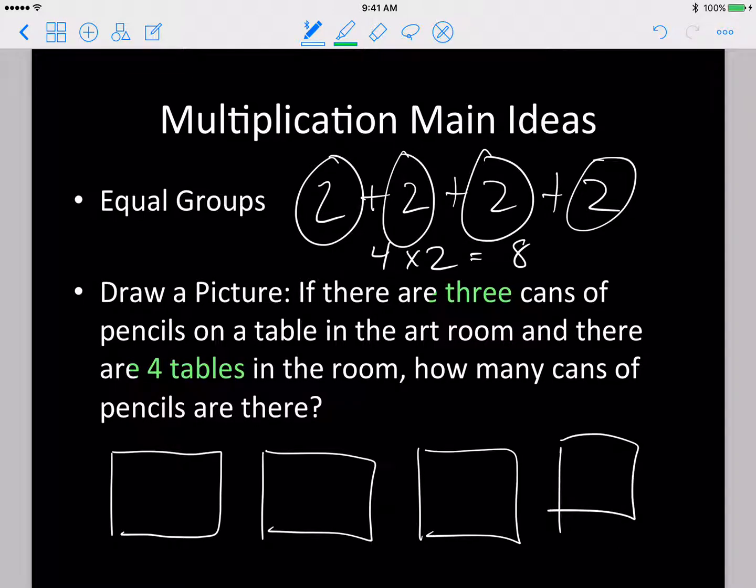And there are 3 cans. So I'm going to draw 3 cans of pencils on each table. It didn't say how many were in each can. We just want to know how many are on the table when it said 3. So 1, 2, 3. There's pencils in there. So this picture helps us out. 1, 2, 3.